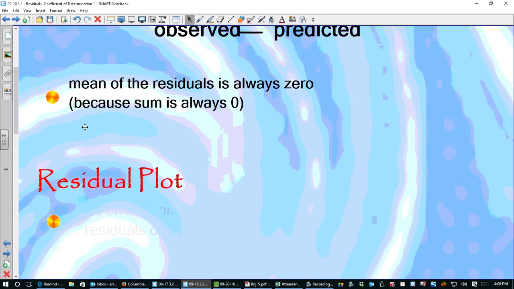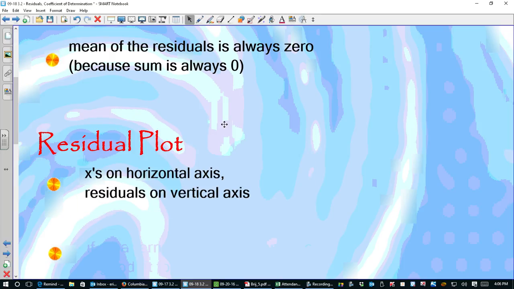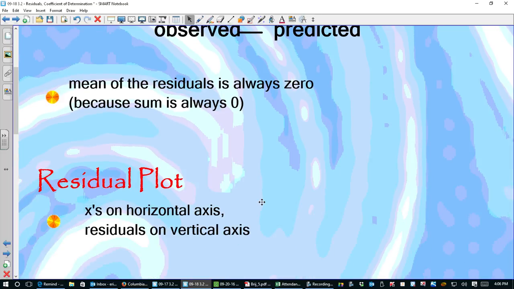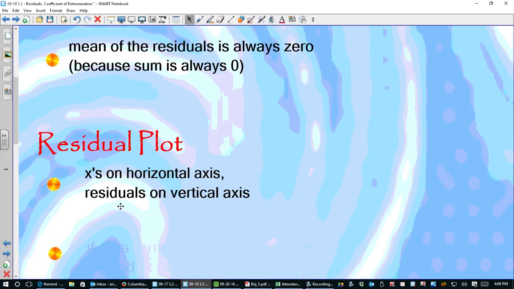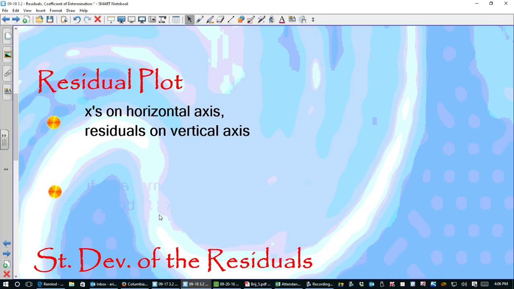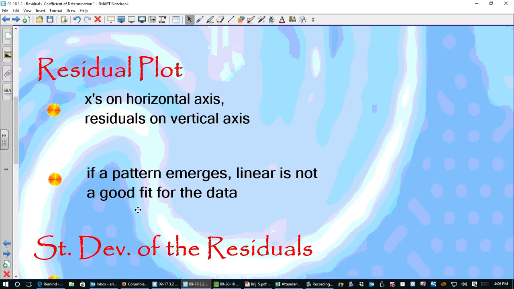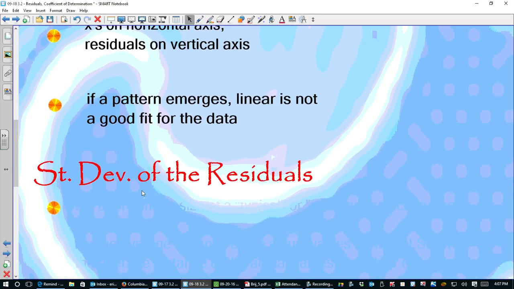When we construct a residual plot, we of course put the x on the horizontal axis and the residuals on the vertical axis. So we keep the x values of our data and we plot the residuals of those x values as our new y values for a residual plot. If a pattern emerges, then linear is not a good fit for the data. So that's what we're looking for when we plot a residual plot. We're trying to determine how good a linear regression model is for our data. How well does it model it?